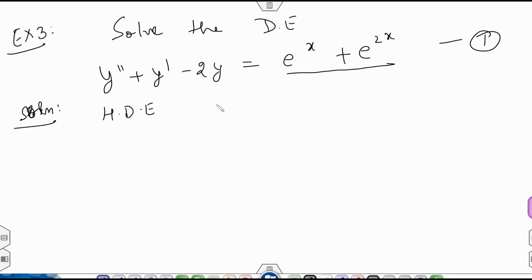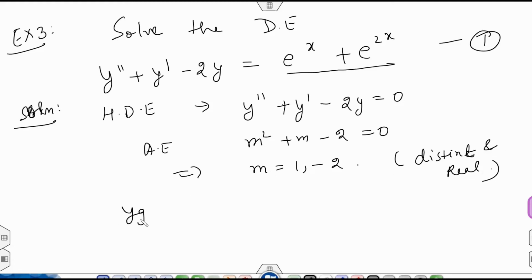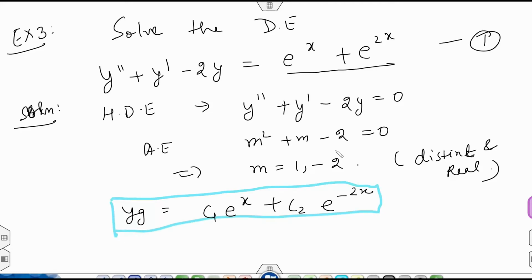So the auxiliary equation that we are getting is m square plus m minus 2 is equal to 0. This implies your m is coming out to be 1 and minus 2. You can easily solve this, and since these are distinct and real, what will be your yg? Your yg will be c1 e to the power x plus c2 e to the power minus 2x. So till here it's okay. You find out the yg of the corresponding homogeneous differential equation.